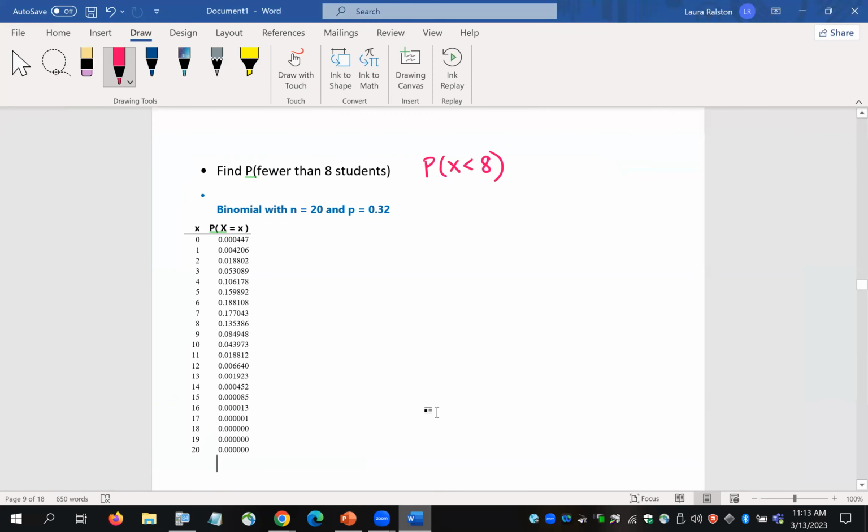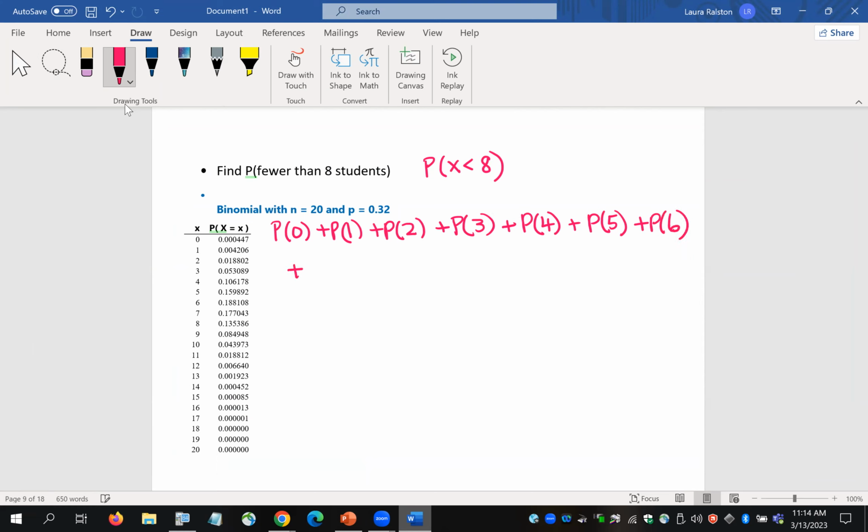So that means for this problem, I would do 0, 1, 2, 3, 4, 5, 6, and 7. And again, I have those numbers. I'm going to add them up. I'm going to add up those numbers again very carefully. Maybe not make a mistake this time.